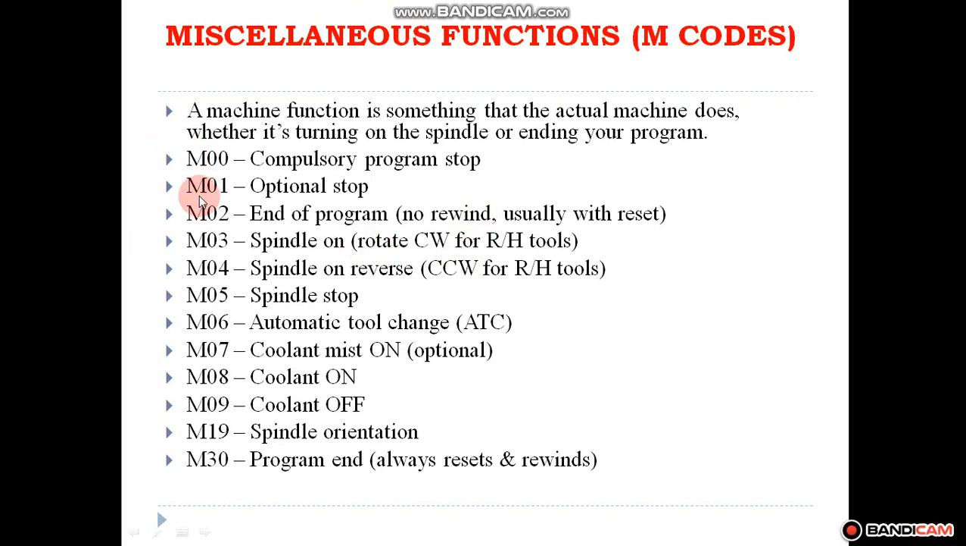Here M01 is optional stop, M02 is end of program, M03 is spindle on, M04 is spindle reverse, M05 is spindle stop, along with coolant off and coolant on. So these are the M codes. You will see these in the course details. These codes are loaded in Google Classroom. You can download them and you have to learn them. These codes are very important while you are writing a part program.